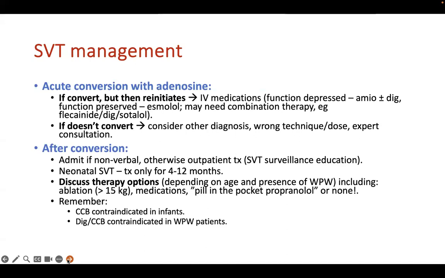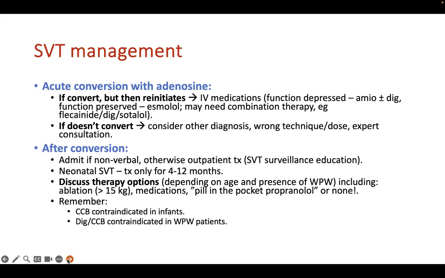And if the patient has SVT without WW, I always tell them that's not a life-threatening arrhythmia. You can do ablation, you can do medication, you can do pill in the pocket propranolol, or you can do nothing. If there is WW, then it's a different story. There's a risk of sudden death, and I push for an ablation. I don't force, of course, but I always tell them there's a risk of sudden death. It's up to you, but what's recommended is to do an ablation at some point.